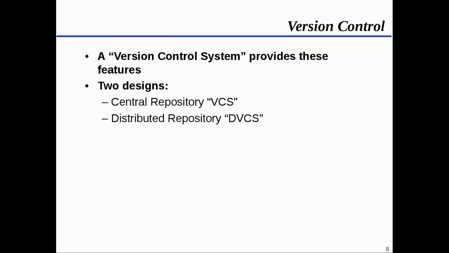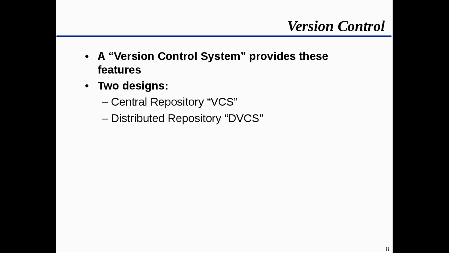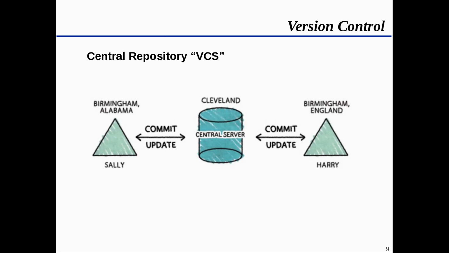All of the previous features are provided by VCS, or version control systems. There are two designs for version control: central repository or distributed repository, otherwise known as VCS and DVCS. So here is the diagram of a central repository system. Note that there isn't a local repository. While they will have a local version of the code, the commits or saves go straight to the central repo.